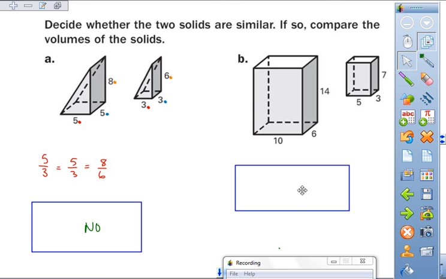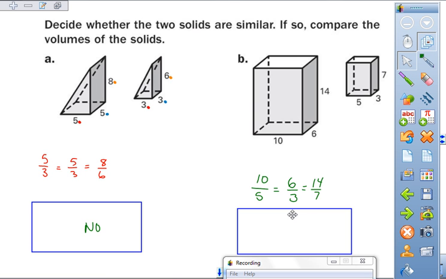Part B. Again, do the same thing with your ratios. 10 matches to 5, 6 corresponds to 3, 14 corresponds to 7. So right away I noticed this relationship of 2. They all reduce to 2. So because of that, they are all similar. And 2 is our scale factor.